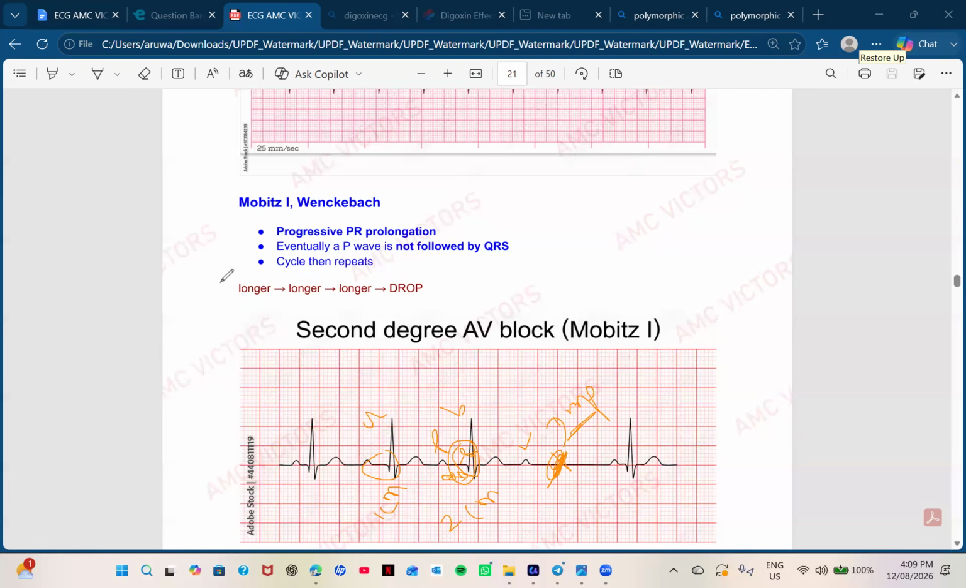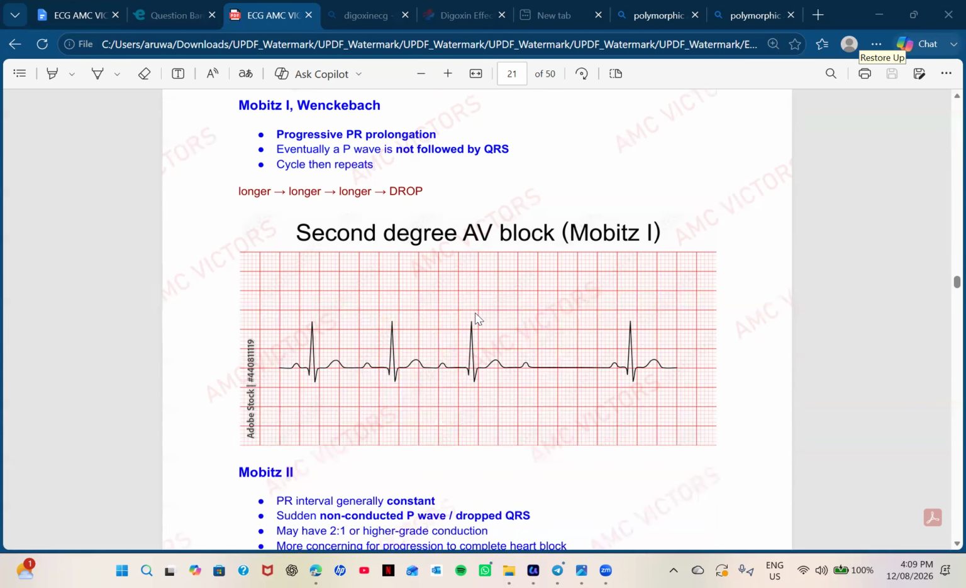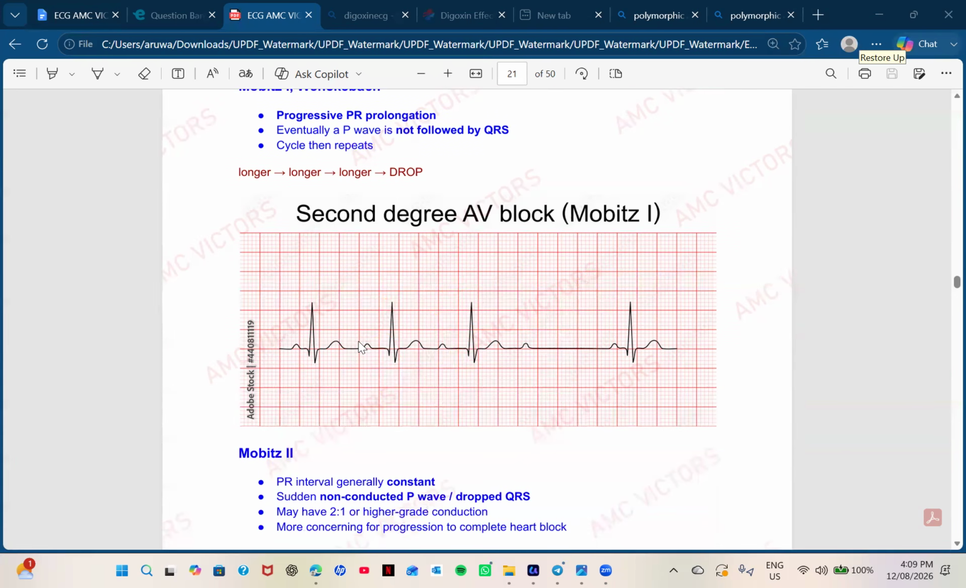The PR interval is getting longer, then the drop happens. As an example, this is 1 centimeter, this is 2 centimeters, this is 3 centimeters, then the drop happens, right? So that's what we call the lengthening of the PR interval. So we can see it in Mobitz 1, the Wenckebach, right? Wenckebach, you can clearly see right here.